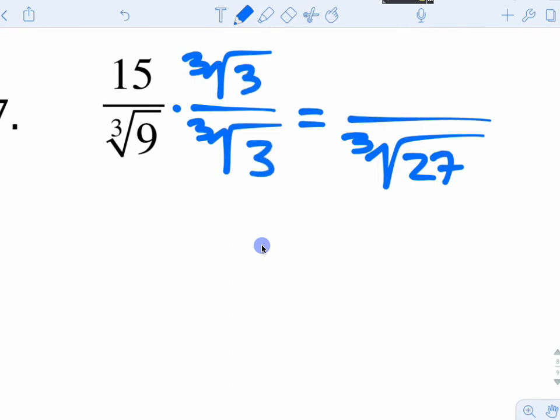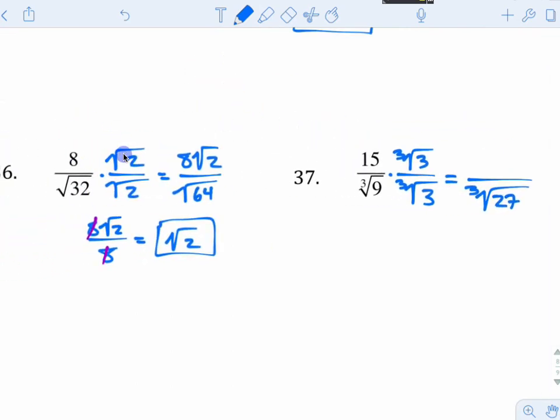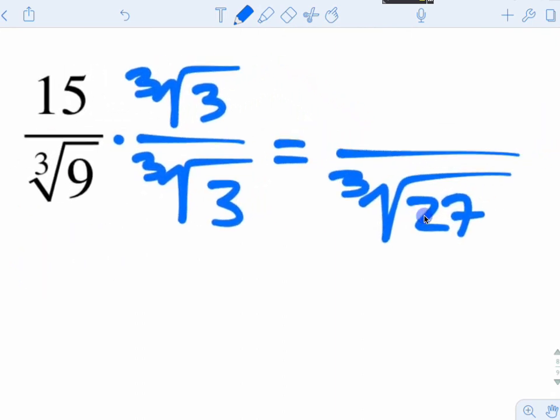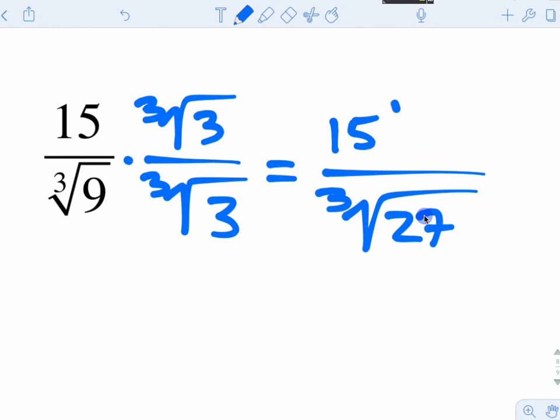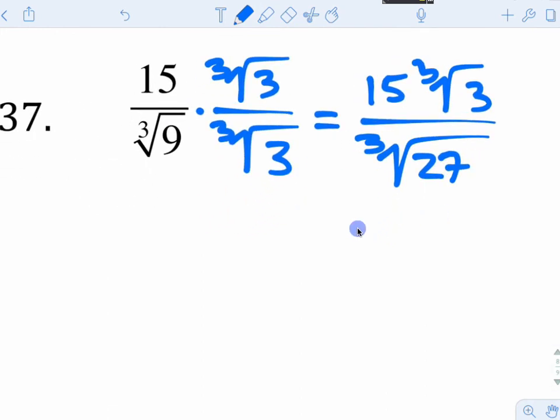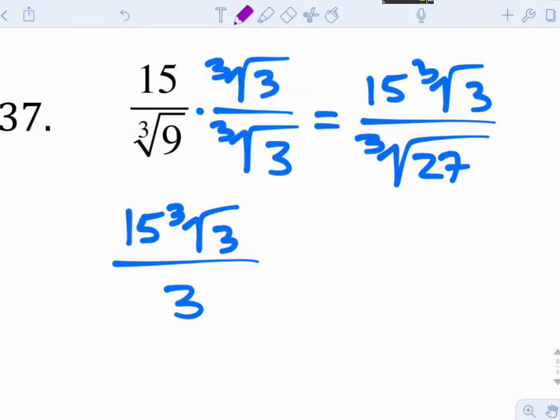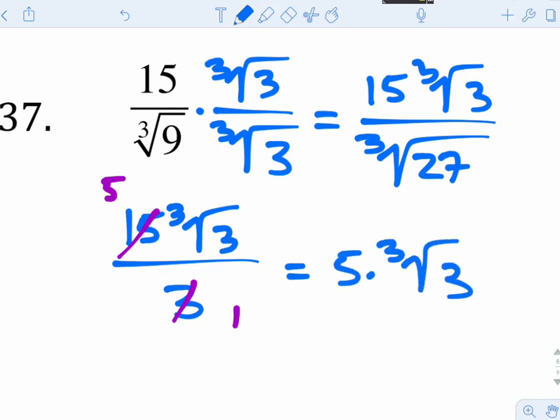And of course, just like last time, if you're going to multiply an expression by something, it's got to be 1. You can't change what this is, you can change what it looks like. So we multiply by 1 because it's the same numerator and denominator. So we end up with 15 times the third root of 3 over the third root of 27. But the third root of 27, that is a nice number. That is namely 3. We've got some simplifying we can do. 15 over 3 is the same thing as 5 over 1. So we end up with just 5 times the third root of 3. Not so bad at all.